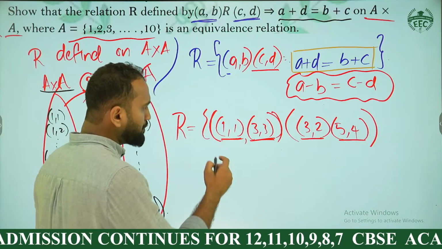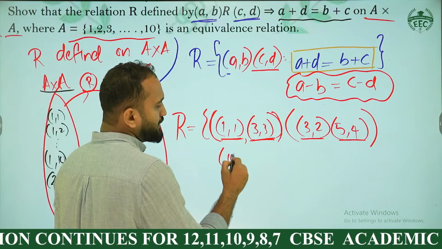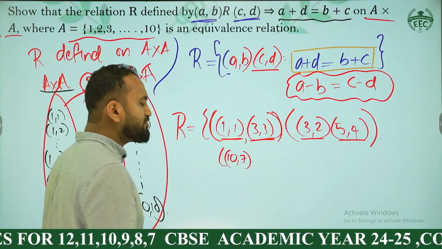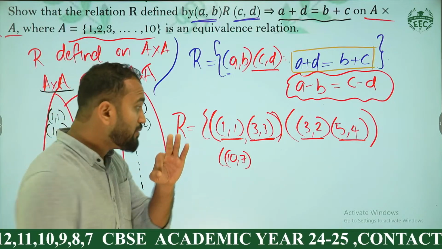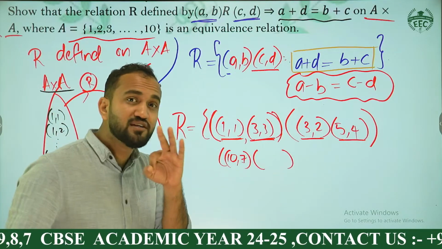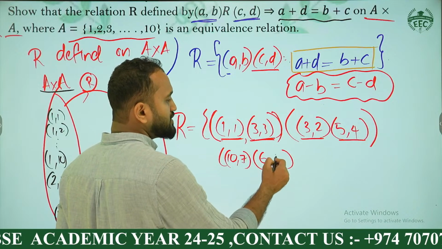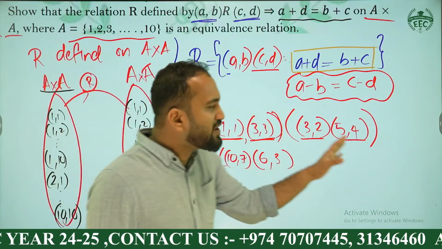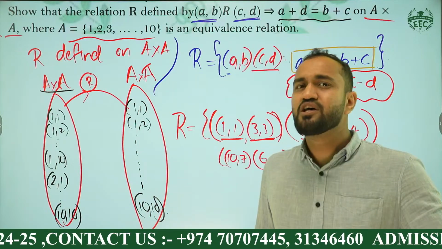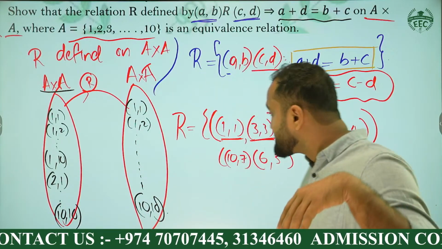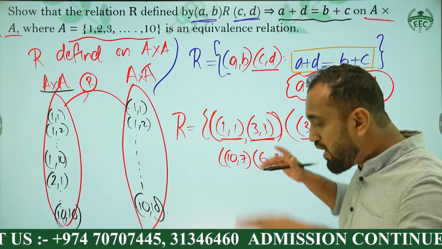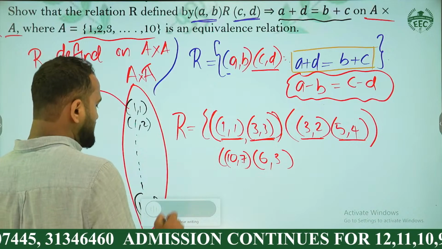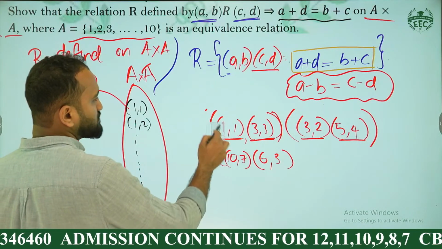It will be another pair. 10 comma 7. What is the difference of 10 and 7? 3. So tell me another pair whose difference is equal to 3. 6 comma 3. Was it okay? Yes. So see that there are a number of elements, which I'm not going to write, but remember this is how the pattern works here. Now after knowing the trend, you can go for checking reflexivity, symmetricity and transitivity.